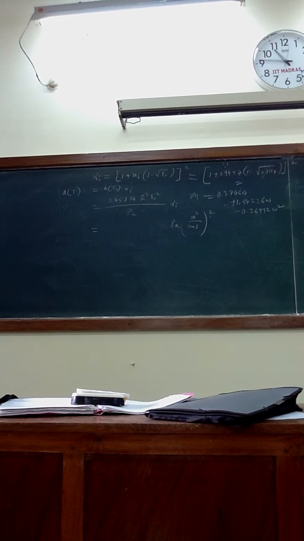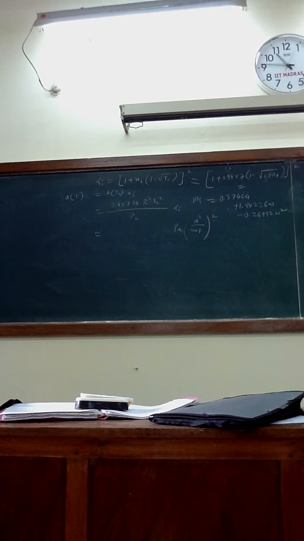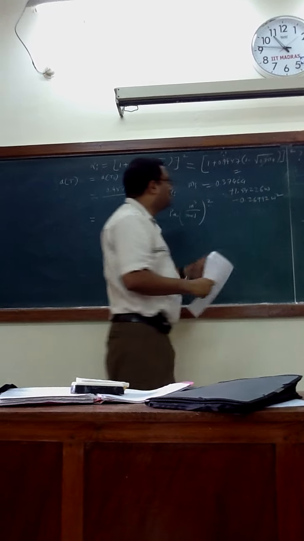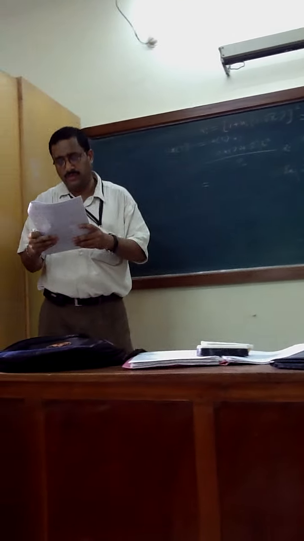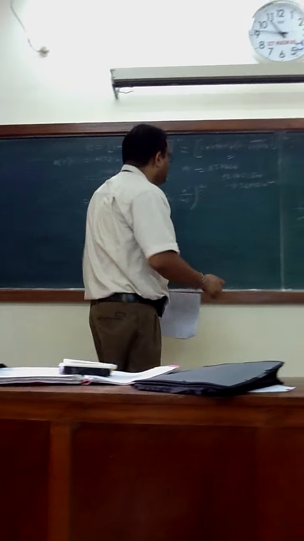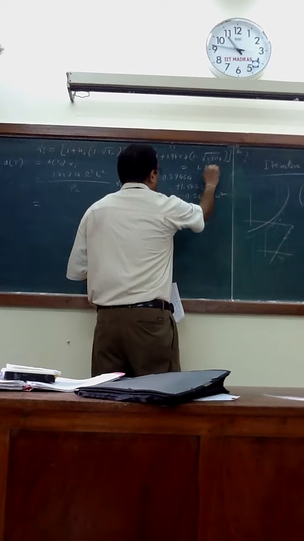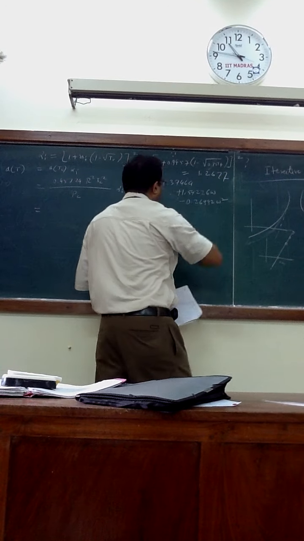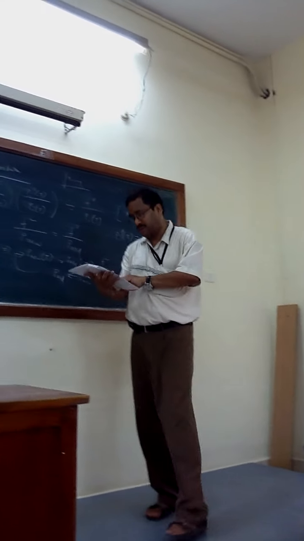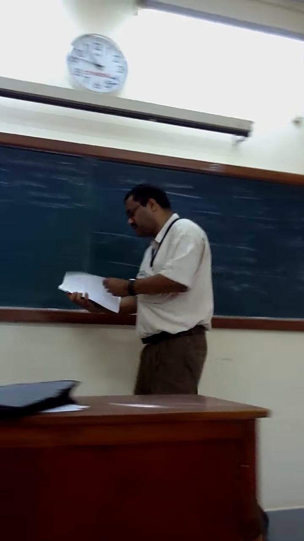Minus half. Check in the book. I think I have checked it. This formula, okay, it is 1.2677. For the time being, you just go and check it. Then you will see.